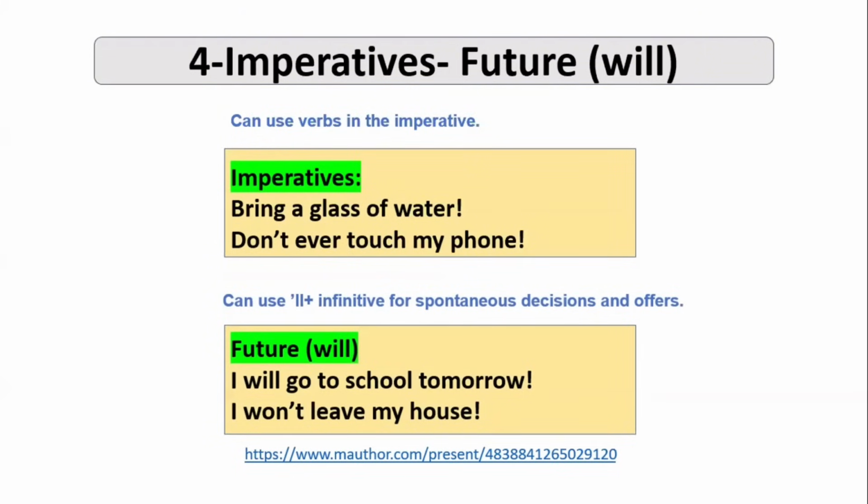I won't leave my house, which means I will not leave my house. Just be careful that will is usually followed by an infinitive. So I cannot say will going, for example, or will went. Will is usually followed by the infinitive of the verb. Okay. And again, if you have any problem, you can go to this website.